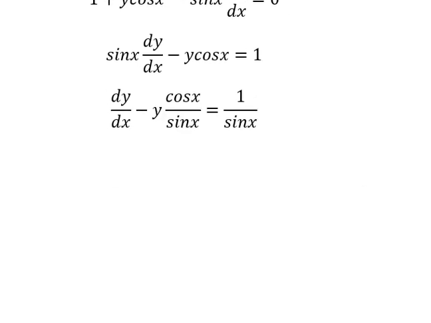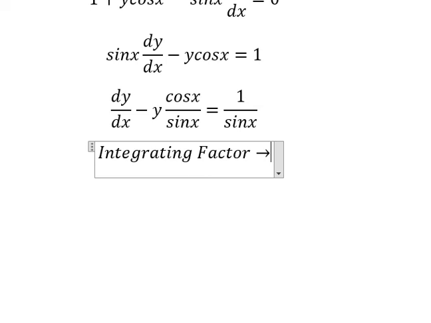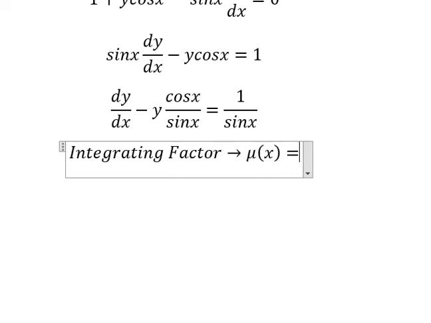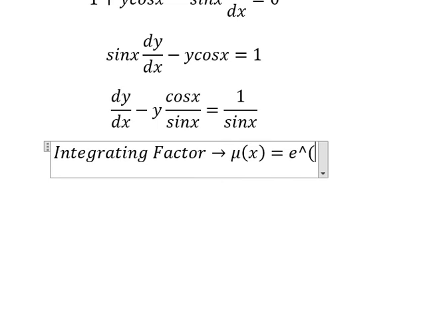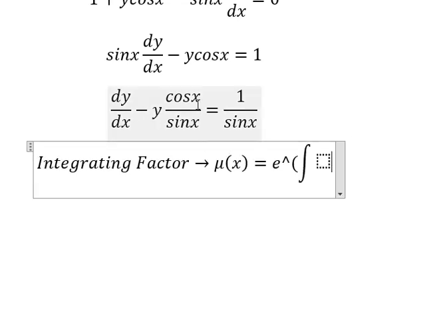So we can use about integrating factor. So I will put about mu s equals to e to the power of the integration of negative cosine s over sine s. This is about integrating factor.